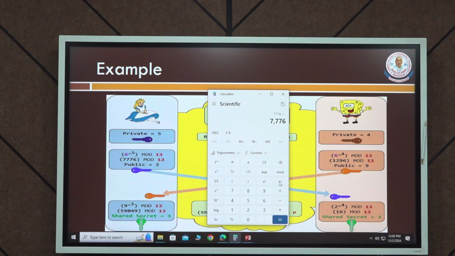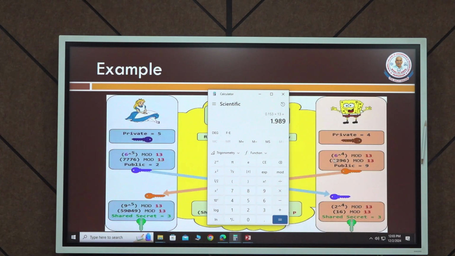We need to calculate the modulus value. Modulus is the remainder when the number is divided by a divisor. So the answer is 0.153 into 13, so the answer is 1.989. We have to consider it as 2.